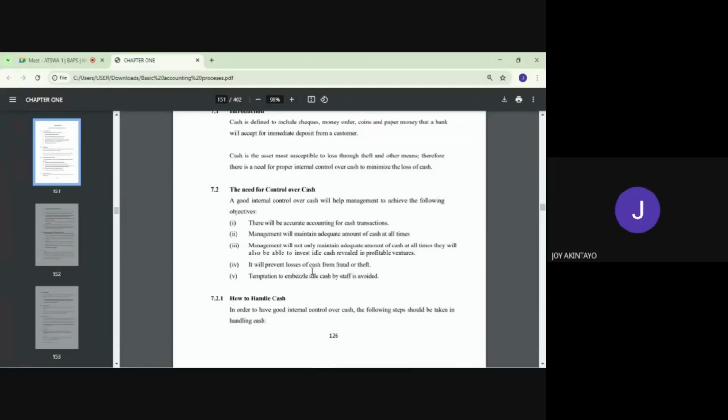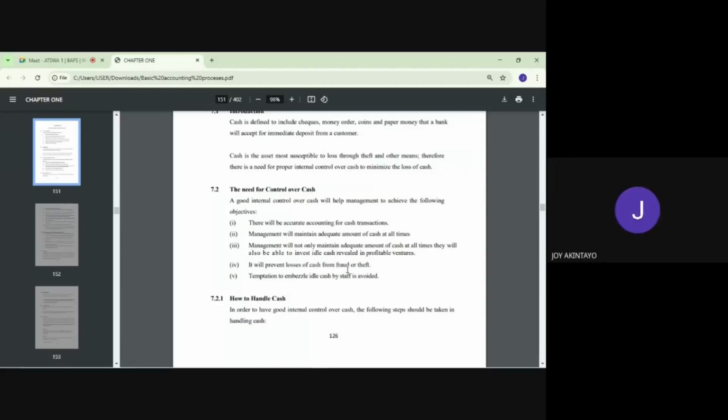It will prevent losses of cash from fraud and theft. So when you have control over cash, it will prevent loss of cash from people that will steal it. Are we clear? Yeah.